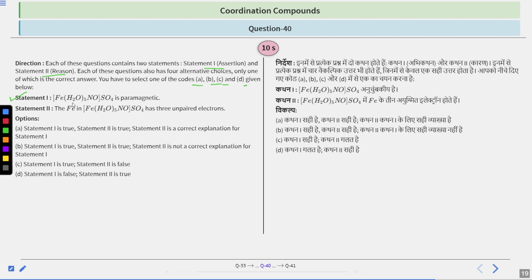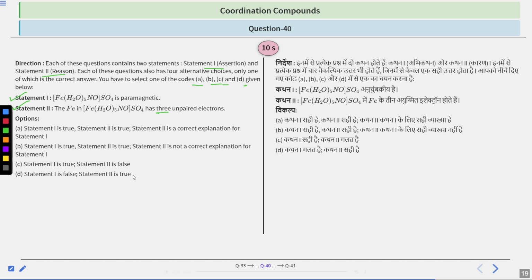Statement 1 is [Fe(H2O)5NO]SO4 is paramagnetic. Statement 2 is the iron in [Fe(H2O)5NO]SO4 has 3 unpaired electrons in total. Options are: statement 1 is true, statement 2 is true, statement 2 is a correct explanation for statement 1. Statement 1 is true, statement 2 is true, statement 2 is not a correct explanation for statement 1. Statement 1 is true, statement 2 is false, or statement 1 is false, statement 2 is true.